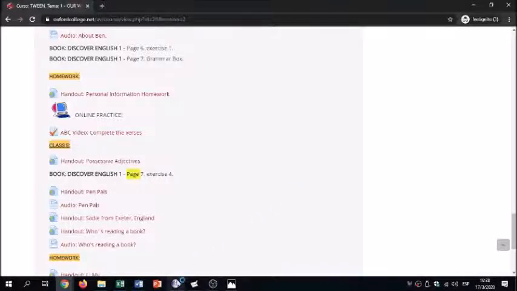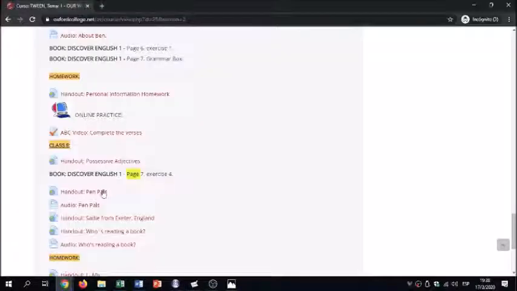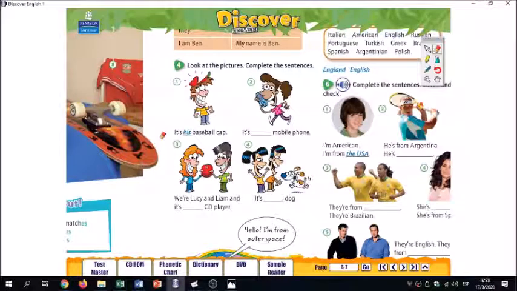So, page 7, Exercise 4. It says, look at the pictures. Complete the sentences. So we have 1, 2, 3, 4 pictures. And we have 1, 2, 3, and 4 sentences. So what do we have to do? We have first, primero, tenemos que mirar las imágenes para después completar estas oraciones en base a esas imágenes.